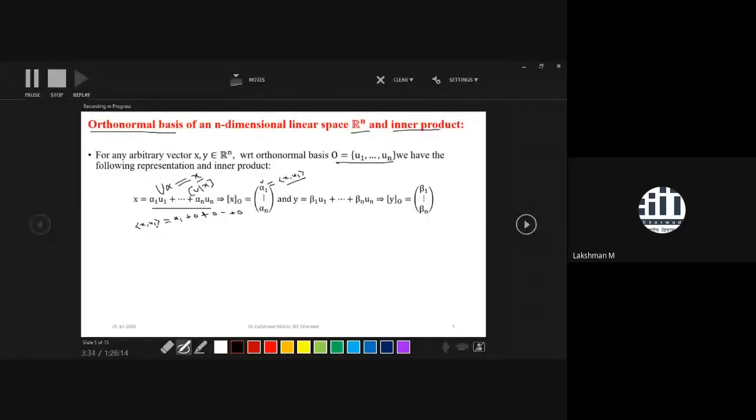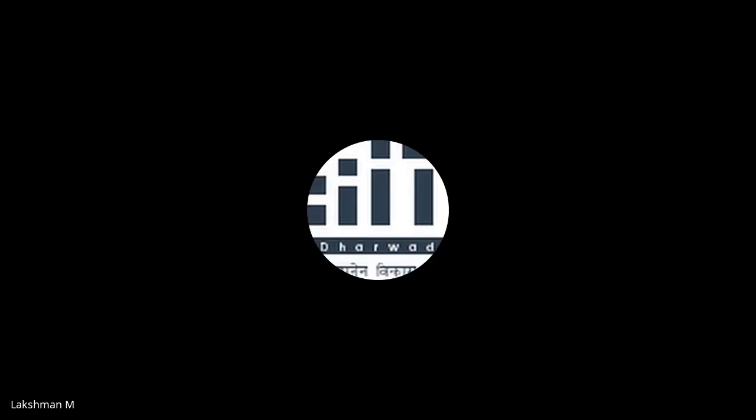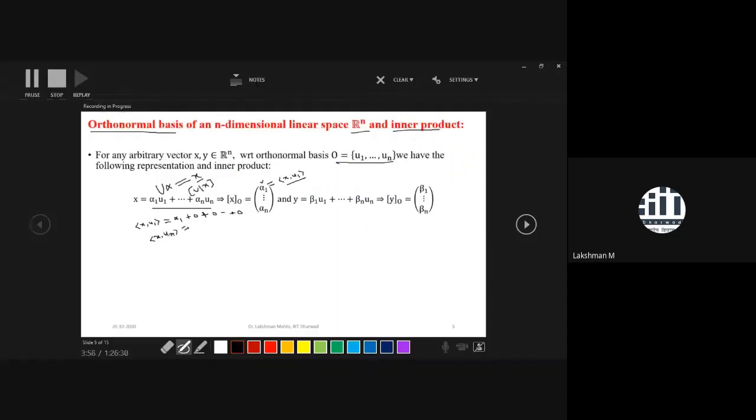Similarly, if you want the second coefficient, what will you do? You will take u2. And likewise, if you want to calculate alpha n, just take the dot product of x with un. Then this will give you your alpha n. So it is easy to calculate the coefficients of a given vector with respect to an orthonormal basis, because you can find each coefficient using a dot product.